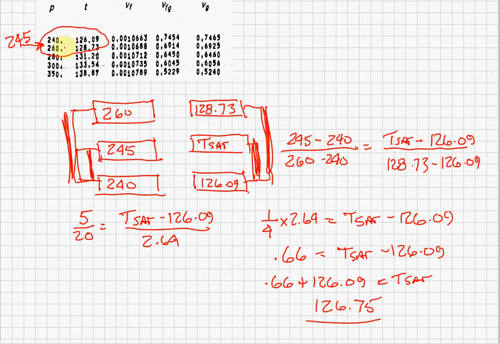Once again, I'm going to do my acid test. Is it reasonable? 126.09, 128.73, 126.75. Yes, it's in between the two numbers. It makes sense that that's the right number.